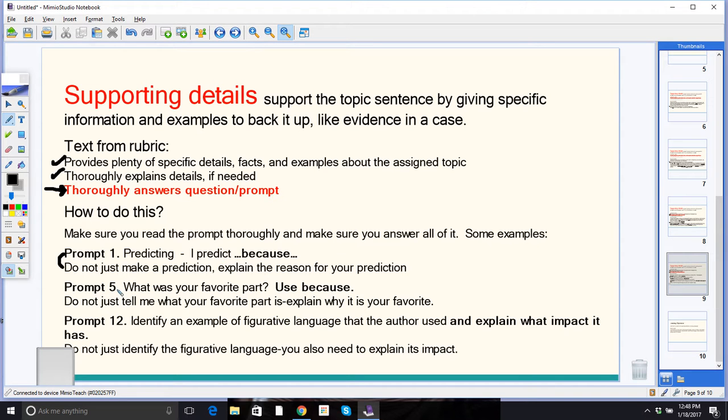Prompt 5. What was your favorite part? Use because. Again, here's how you answer this one thoroughly. Do not just tell me what your favorite part is, explain why it's your favorite. Again, explain your thinking. And then prompt 12, identify an example of figurative language that the author used and explain what impact it has. Last but not least, how do you do this? Well, don't just identify the figurative language, you also need to explain its impact.